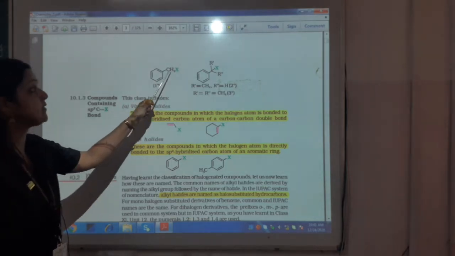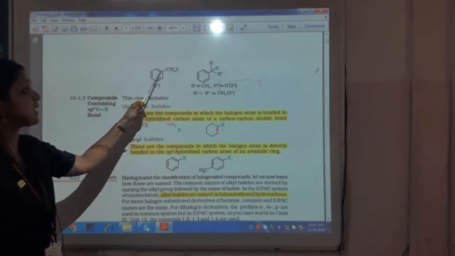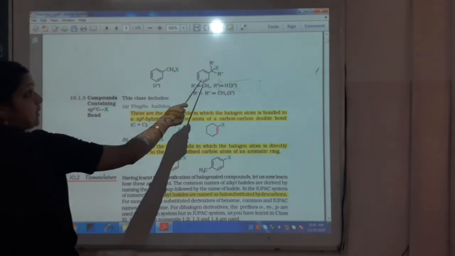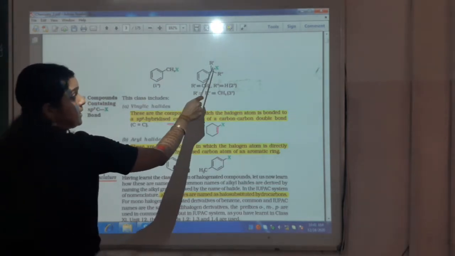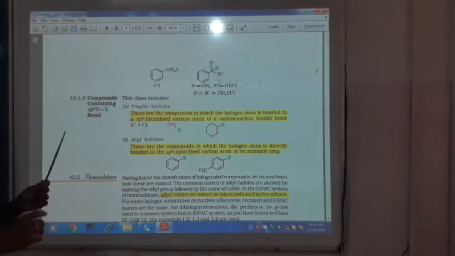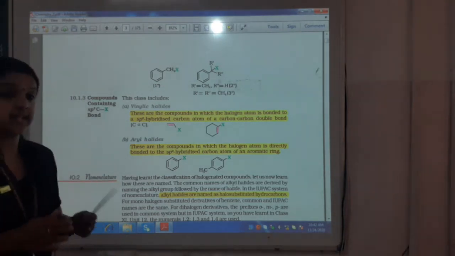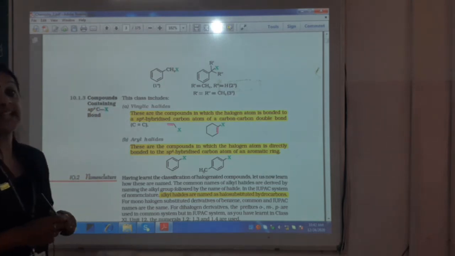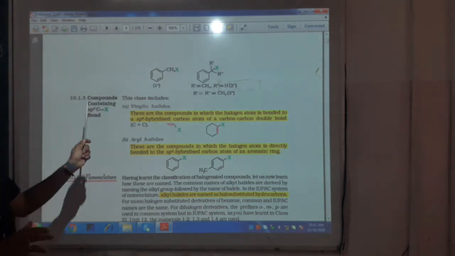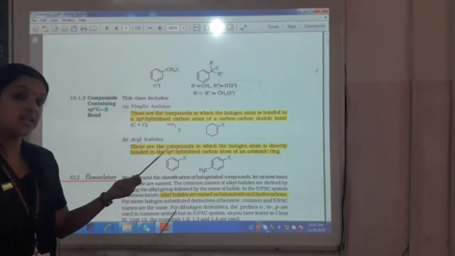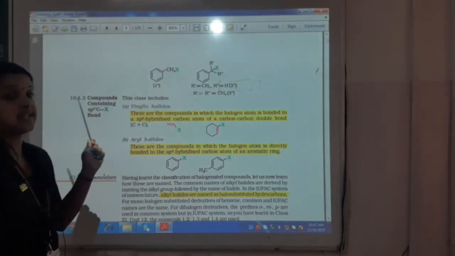So the carbon which is holding the halogen is attached to the aromatic ring. The same thing here. This is my carbon, this is holding my halogen. It is attached to the aromatic ring. Such compounds we call benzylic halides. Now next we will see compounds containing sp2 hybridized carbon. Previously we were seeing sp3 hybridized, but here it is sp2.